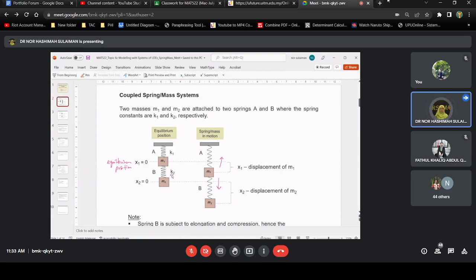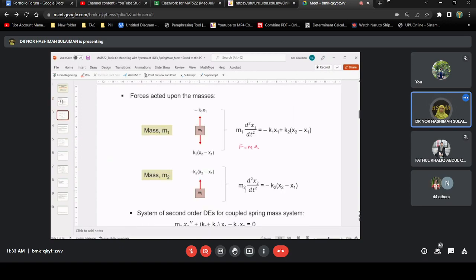But M2 only has K2. So the net force would be M2 multiplied by the acceleration due to the gravitational pull, which is equal to negative K2 multiplied by the difference in terms of the displacement. This one goes up and this one goes down. Since the gravitational pull is downward, we will find that it is even.